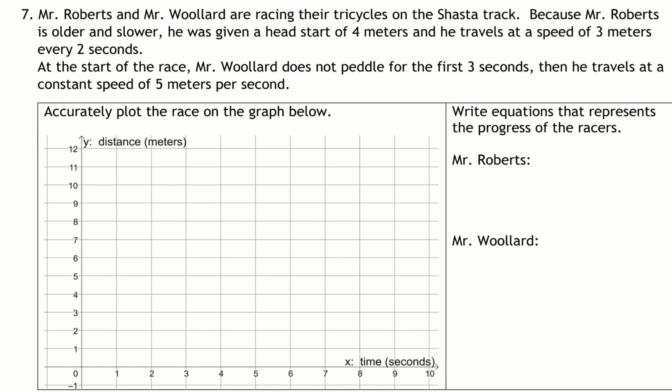So let's try and graph that first. We're asked to accurately plot the race in a graph, and we're also asked to write equations that represent the progress of the racers. So I'm given a 4 meters head start. That means on the x-axis, when time is 0, meaning they haven't said on your mark, get set, go yet, I'm sitting here at 4 meters.